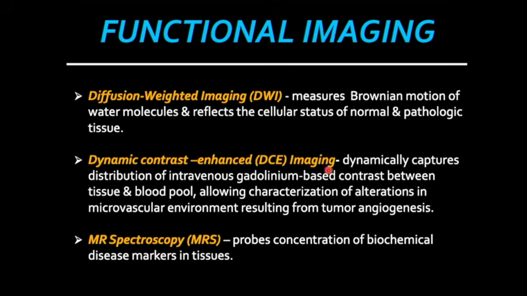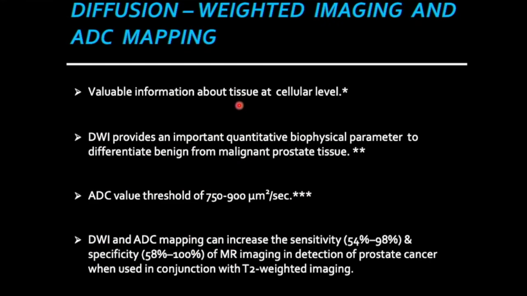This was morphological imaging. Coming to functional imaging, we have diffusion weighted imaging, dynamic contrast enhanced imaging, and MR spectroscopy, which actually is not there in PI-RADS version 2. It was there in PI-RADS version 1, but they've removed it from version 2, though we still undertake it because it does add some value to the diagnosis. So with diffusion, you get valuable information at the cellular level. It provides an important quantitative biophysical parameter to differentiate benign from malignant prostatic tissue. So it's a quantitative parameter.